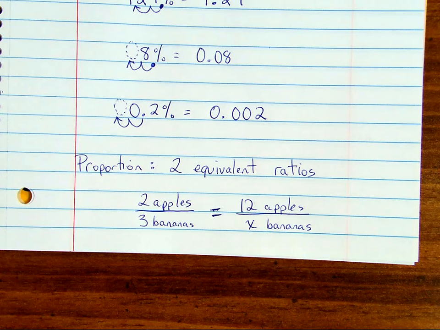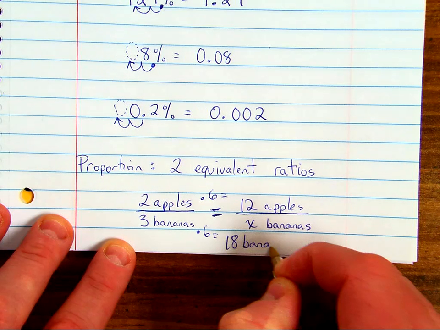That's a proportion. 2 equivalent ratios. 12/18 is equal to 2/3. 2/3 is equal to 12/18.